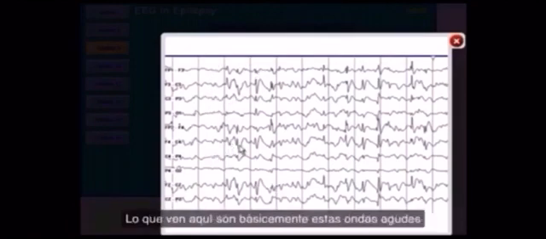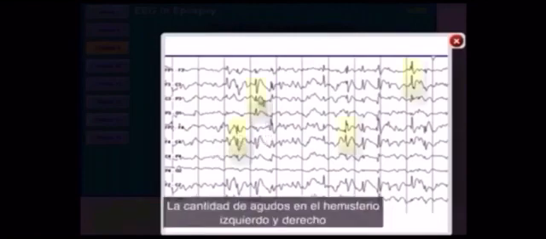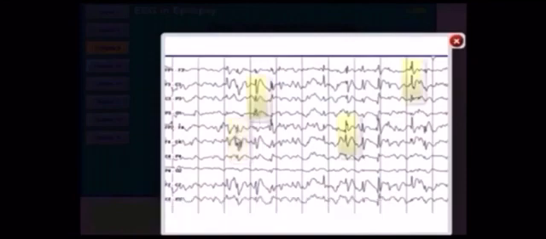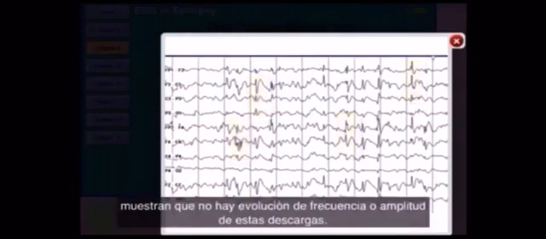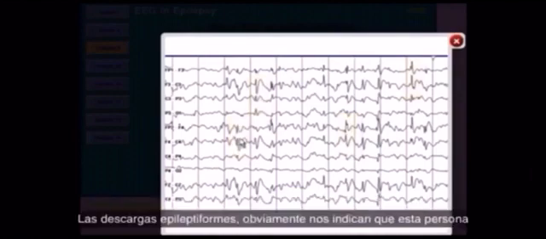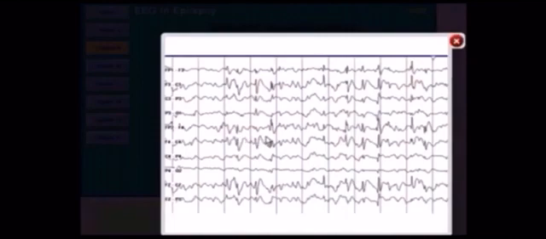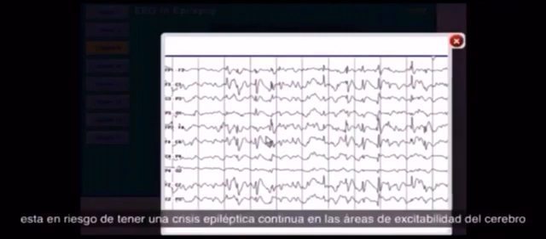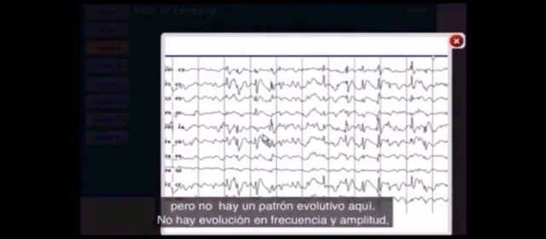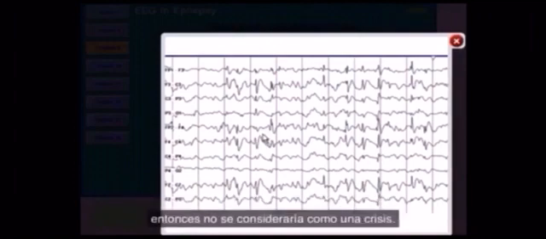What you basically see here are these sharp waves, a number of sharp waves in the left hemisphere and the right hemisphere. There is no evolution in frequency or amplitude of these discharges. The epileptiform discharges obviously tell you that this person is at high risk of ongoing seizures. There are areas of excitability in the brain, but there is no evolving pattern here. There is no evolution in frequency and amplitude, so you will not regard this as a seizure.